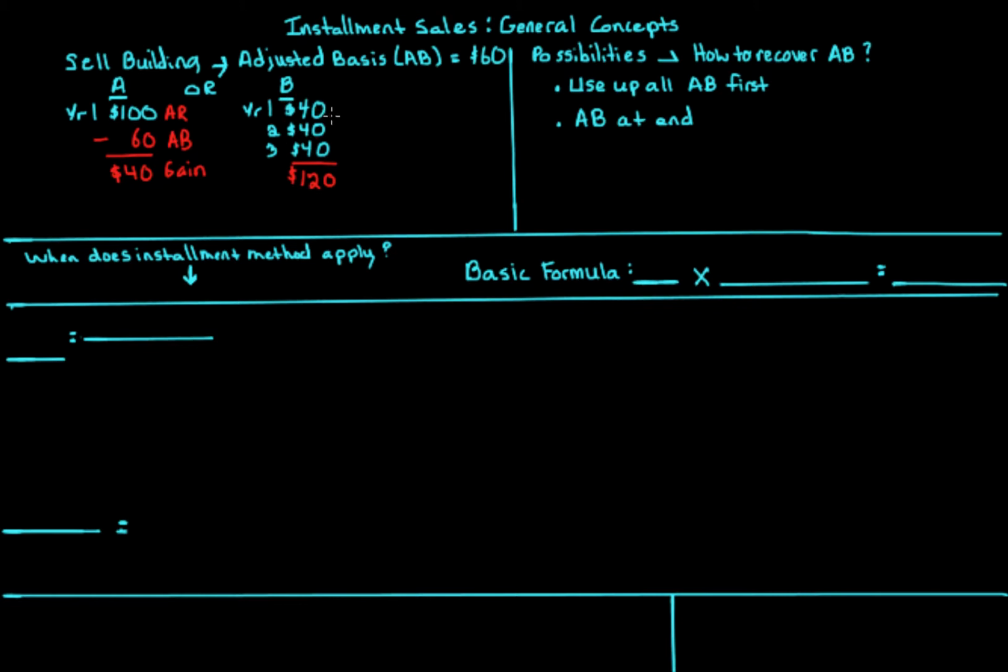However, if we do the alternative B where we get $40, $40, and $40, the question becomes, how do we recover the $60 basis? We have a bunch of different possibilities. We can use up all $60 in the first and second year. Or we can do the $60 adjusted basis at the end, so in years 2 or 3. Those are really the options, and that's really an ordering issue. The ordering issue is, if you consider the timing, when is that $60 of basis going to be used up? Well, there's a few things to consider.